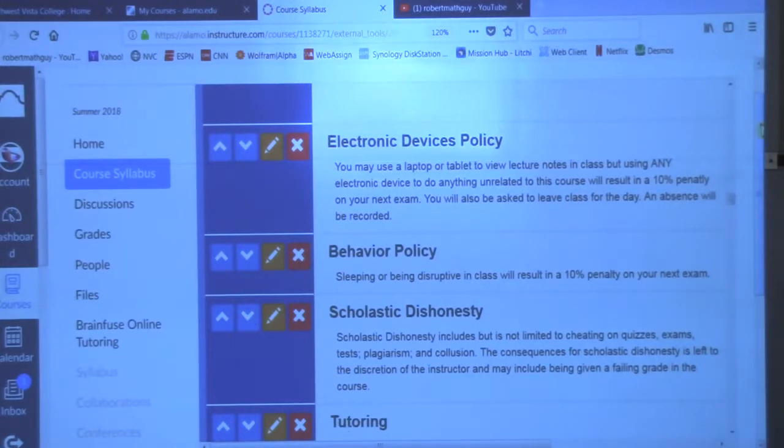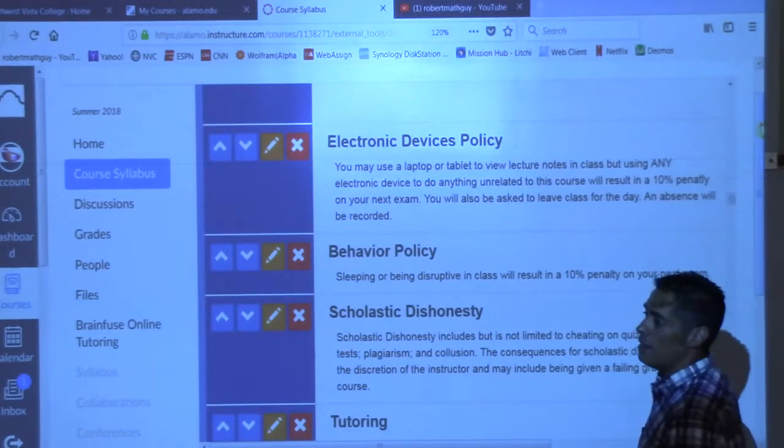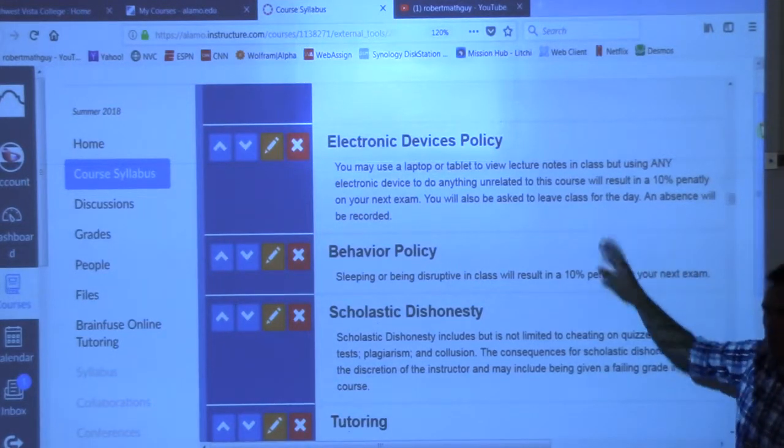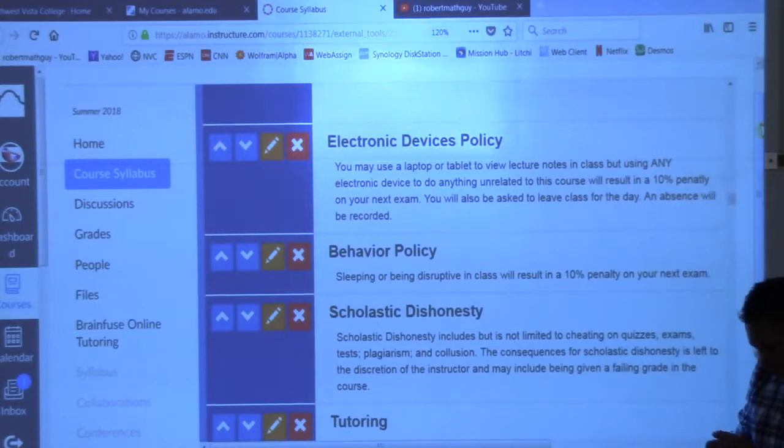Yes? If we don't have a calculator yet, can we use it? Today you can, yes, but I want you to have a calculator by next week. Okay. Today's fine. You know what this is here for, right? It's just for that, not for sitting there the whole time, all right? All right, but that is updated on the website.